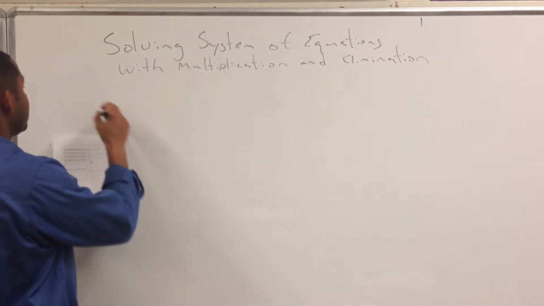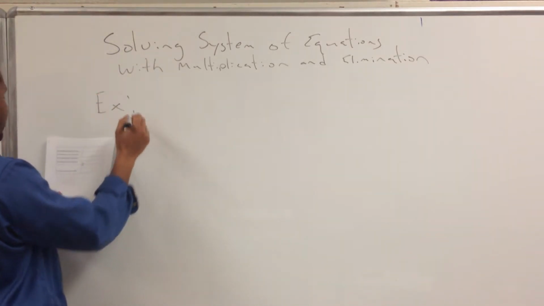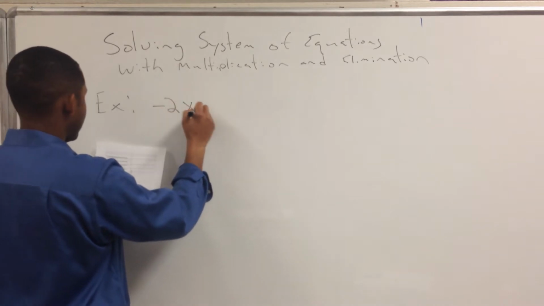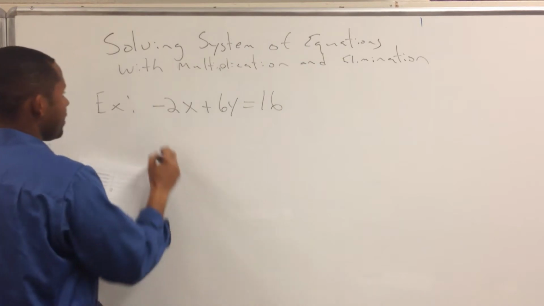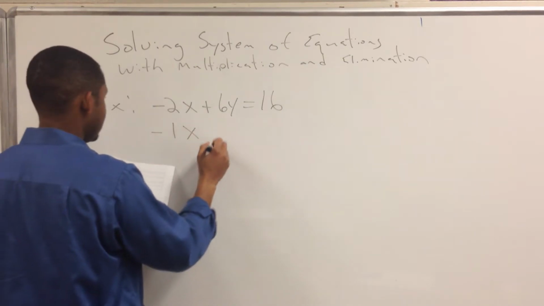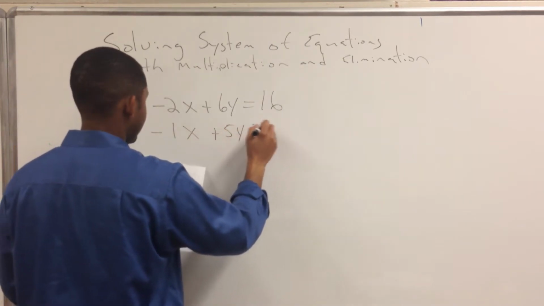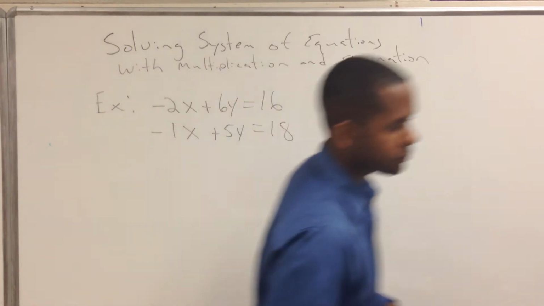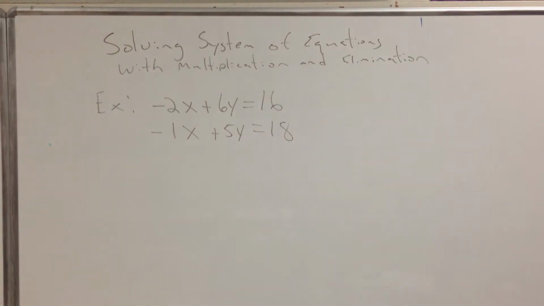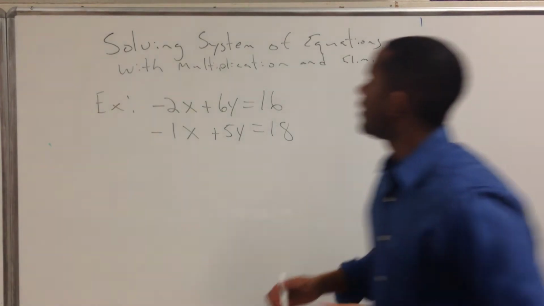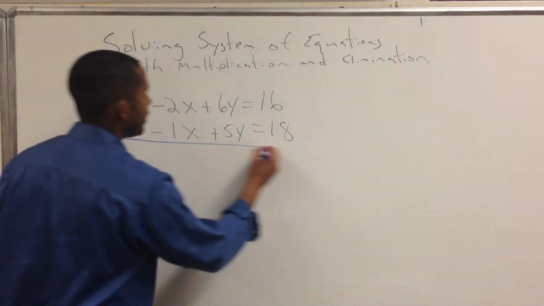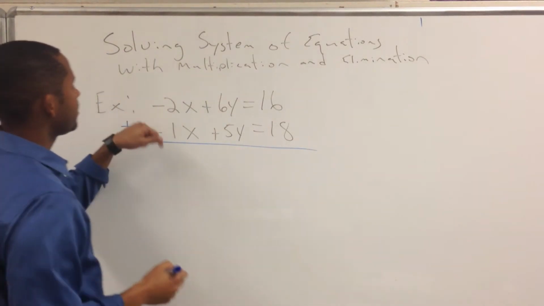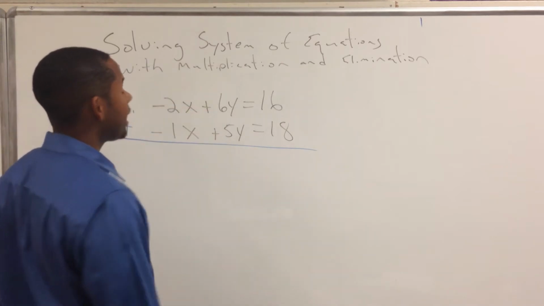Okay? So, here's an example. We get negative 2x plus 6y equals 16. And we get negative 1x plus 5y equals 18. Alright? So I'm looking at that particular problem and I'm thinking, okay, if we're talking about elimination, I would be trying to add these together to either get rid of the x's or get rid of the y's.